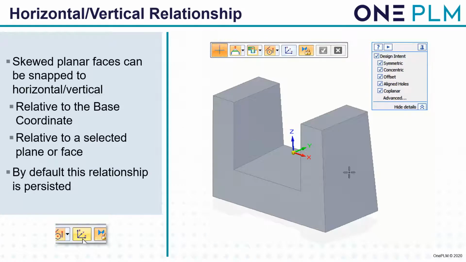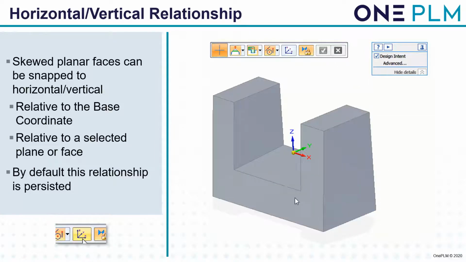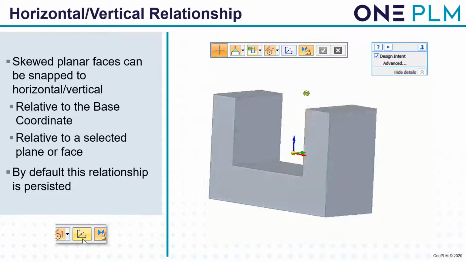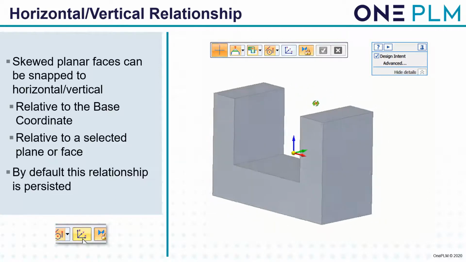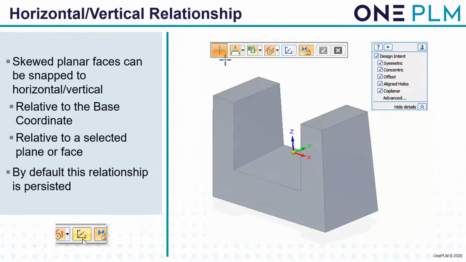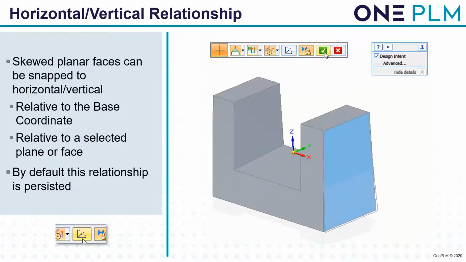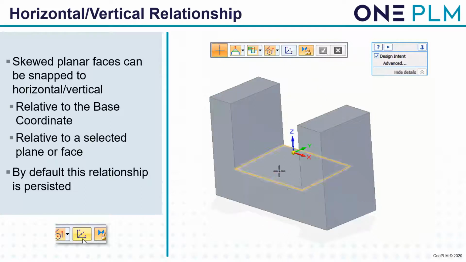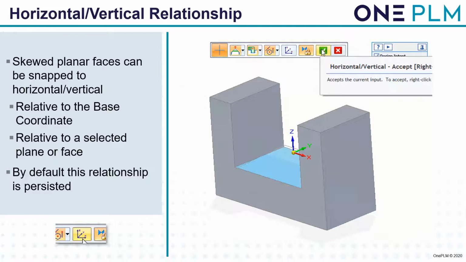So next, horizontal vertical. Very similar to the way it works in 2D. Horizontal vertical will make a line become horizontal or vertical. So this is also available for 3D faces. We can click these in relation to both the base coordinate system, or we can select a secondary coordinate system if we need to. If we want to make a load of faces at 45 degrees, we could create another coordinate system on there. By default, this is a persisted relationship, so those are going to remember that relationship.